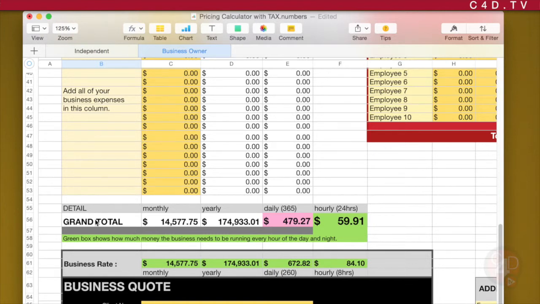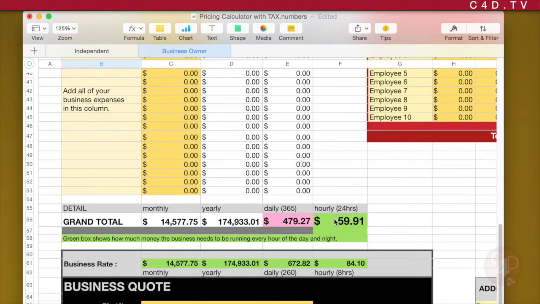If you want to have your business running, according to the expenses that I put in this example, I am going to have $14,577.75 every month coming into the office so I can pay my one and only employee, which is myself, and also yearly this is what I need to make. And if somebody tells me how much is your company spending every single hour, well, it's close to $60 an hour, even when it's at night and not working. Okay, so this is the expense hourly.